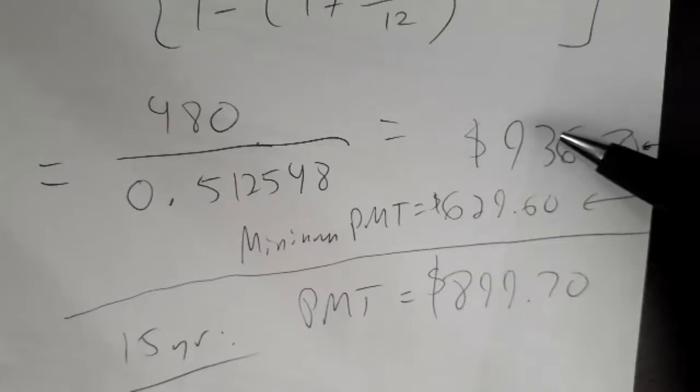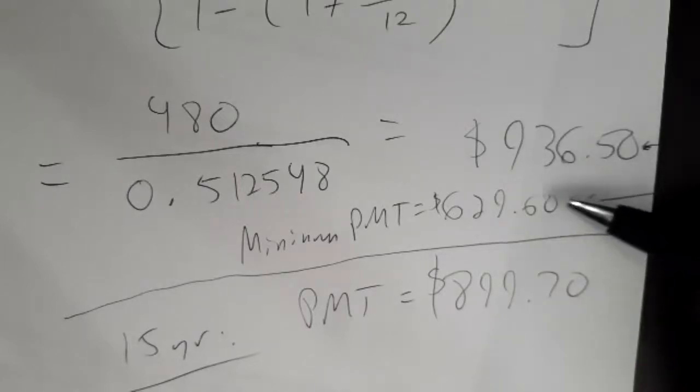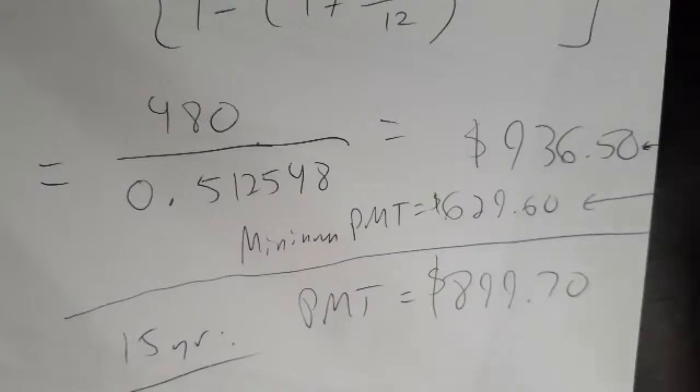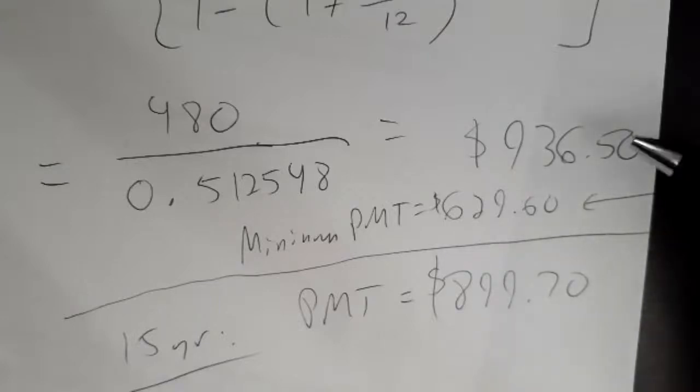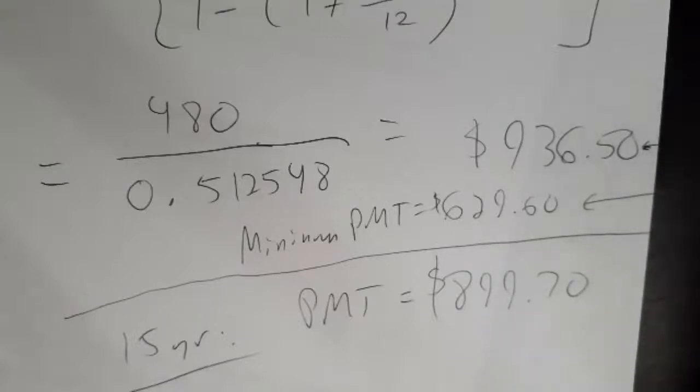Because while we have to pay $936 to pay it off in 15, we won't actually default on the loan if we just make a minimum payment of $629, right? So this adds a little bit of buffer in there is what it does, I think. You got to pay extra for the buffer. About $40, right? Okay.